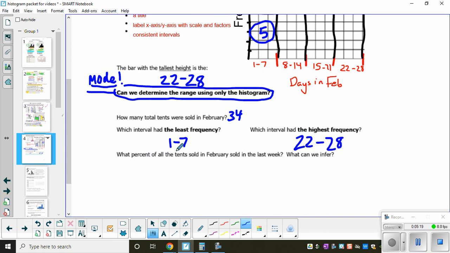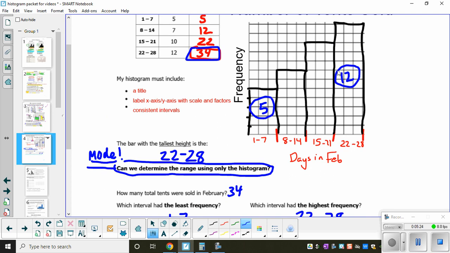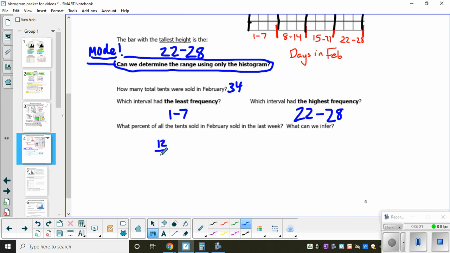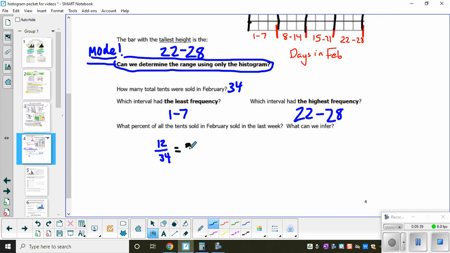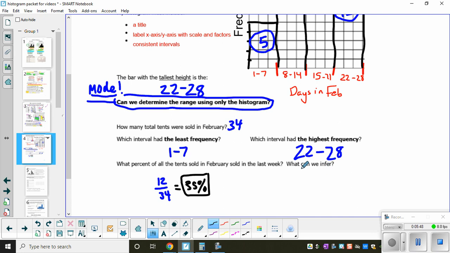Now, what percent of all of the tents sold in February sold in that last week? And that's going to be this last week right here. And it's 12 out of the 34. So we can just simply find out what percent that is by doing 12 divided by 34. And that's going to be about 35%. So 35% of the tents were sold in the last week of February. And again, what can we infer about that? It probably has to do with the fact that it's later in February. People are starting to think about the upcoming spring and summer and starting to think about going camping. So they're just preparing for that stuff.